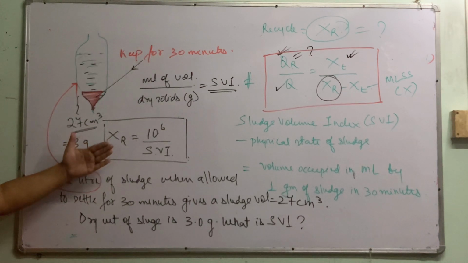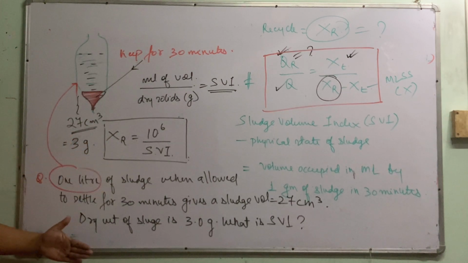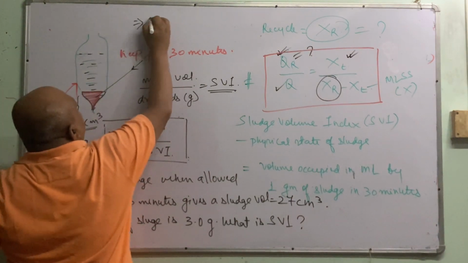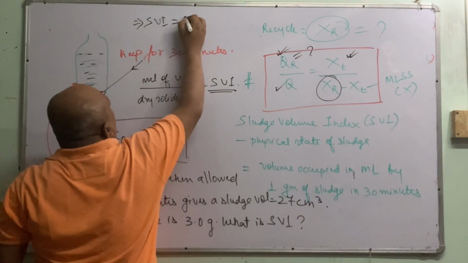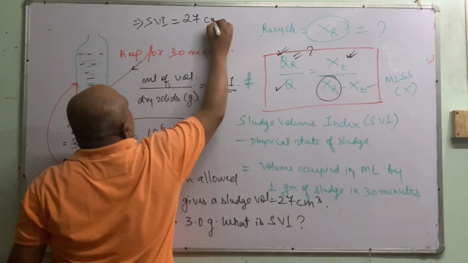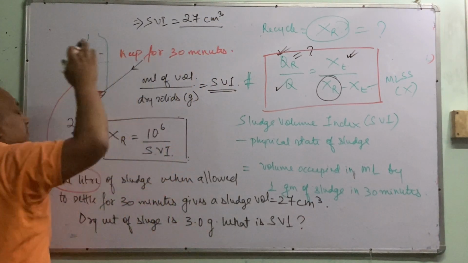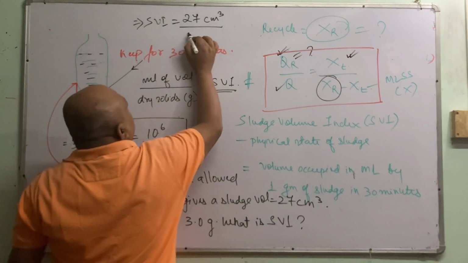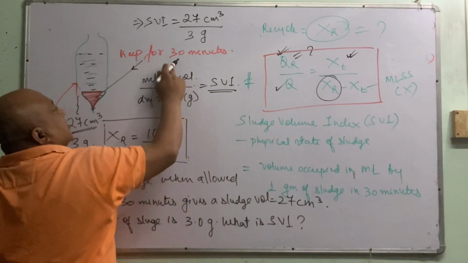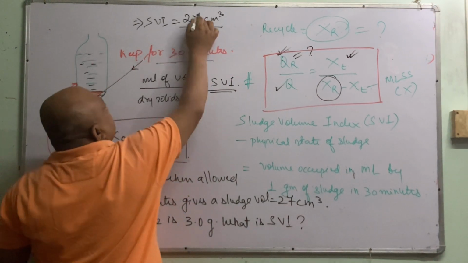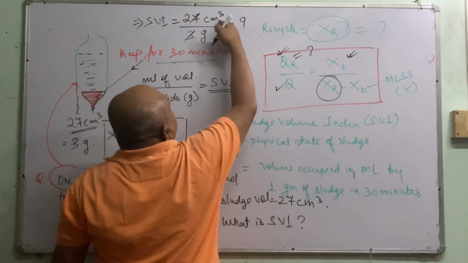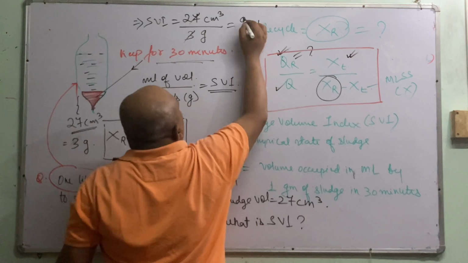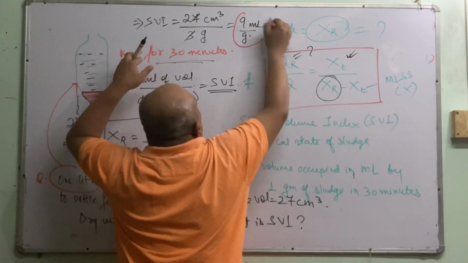Then what is the sludge volume index? It's very simple. The volume occupied, that is SVI, is 27 centimeter cube divided by the weight of the solids, that is 3 gram, per gram in 30 minutes. This is standard. 1 centimeter cube is called 1 ml. So this is 9 ml per gram. So this is the SVI of the sample.